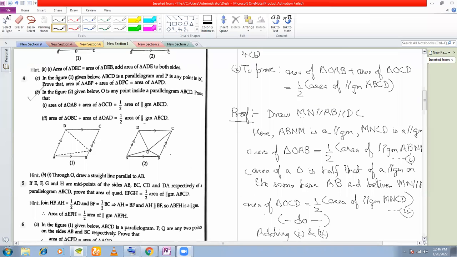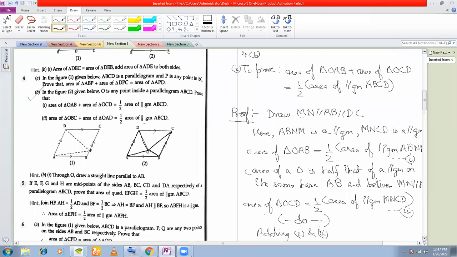The second part of the question here is area of triangle OBC. That means area of this triangle OBC plus area of triangle OAD. OAD is this triangle. They are saying you have to show that the sum of the areas of these triangles is equal to half the area of the parallelogram.